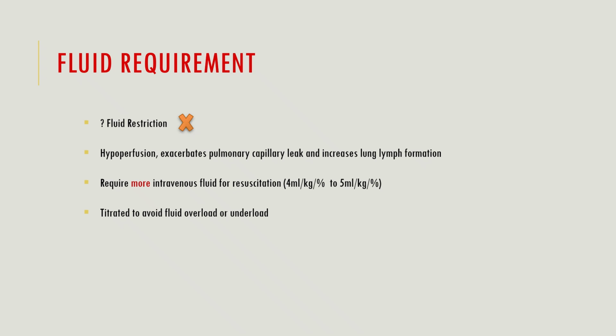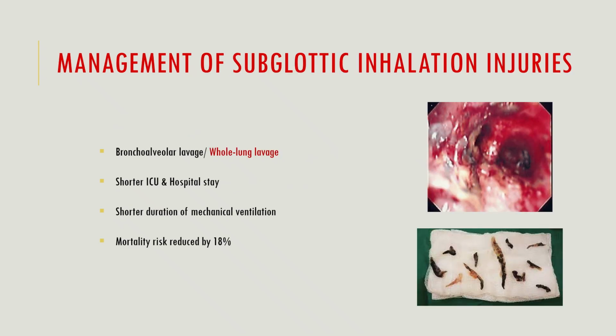So rather, these patients require more intravenous fluid than normal patients, as opposed to the Parkland formula figure of 4 ml per kg per percent. These patients will require close to 5 ml per kg per percent of thermal burns. However, you have to titrate the fluid need with the urine output and avoid fluid overload as well as underload.